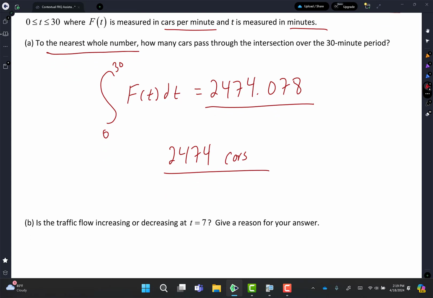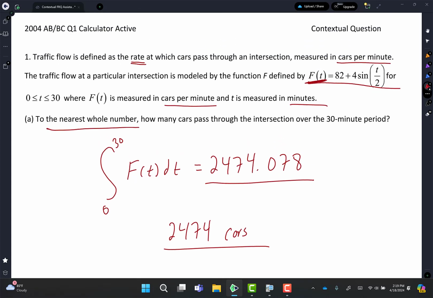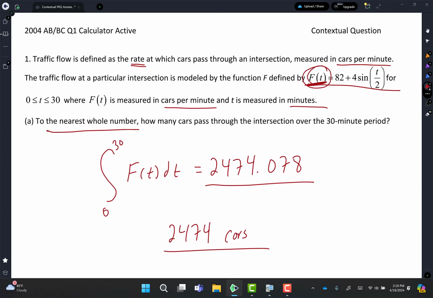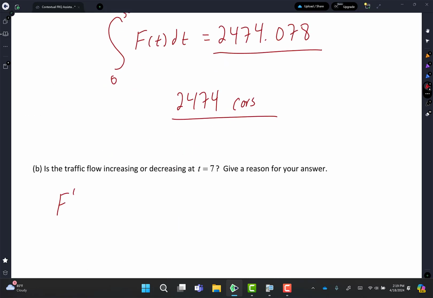All right. Here's where a lot of students start getting confused because they're like, it's already a rate. Look, okay, let me read the question. Is the traffic flow increasing or decreasing at t equals 7? Give a reason for your answer. Okay, relax. It's a play on words. What is traffic flow? Well, f of t. So perfect. They want to know, is f increasing or decreasing? And I know that by taking a derivative. So then I'm going to write f prime, and because it is a calculator section, do I gotta show them that I know the derivative of this? You just show the setup, f prime of 7, and then tell it what it is.